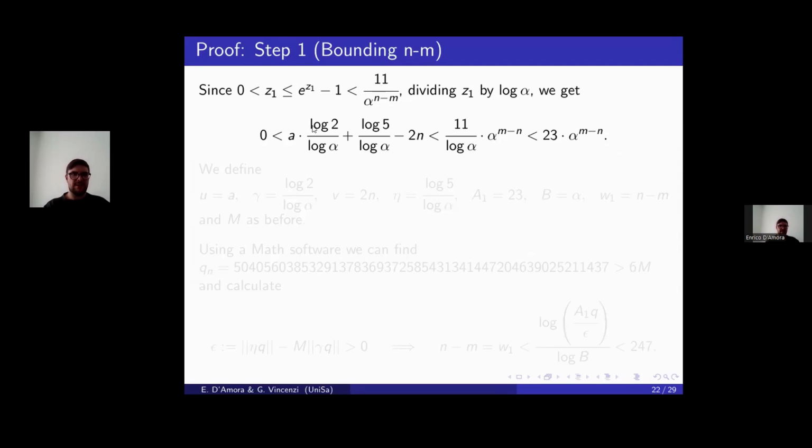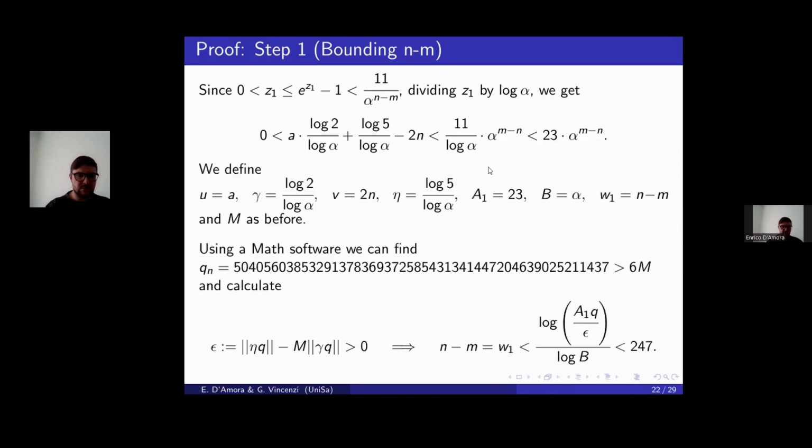So dividing all by log alpha, we obtain this sequence of inequalities that is an expression like in the Dujella-Pethő lemma. In fact, we use the same letters to define the various quantities, and we calculate Q with the math software, epsilon, and finally, as I said before, we obtain the bound on n minus m.